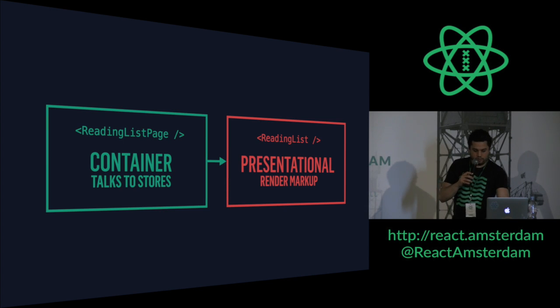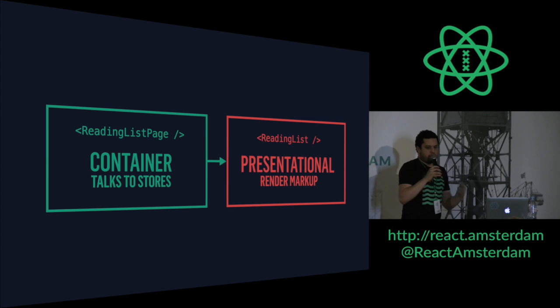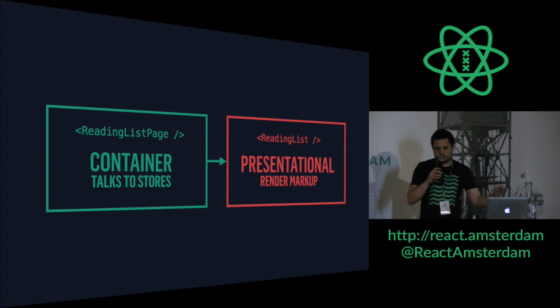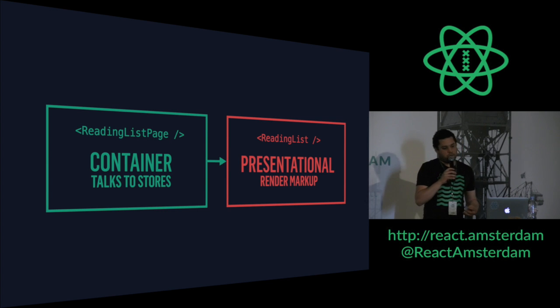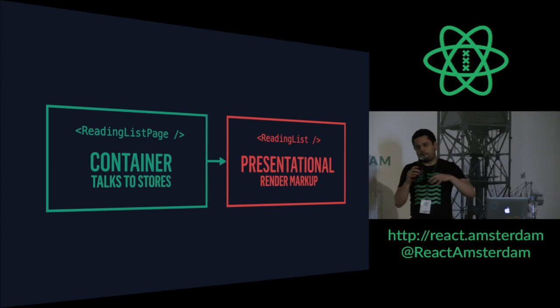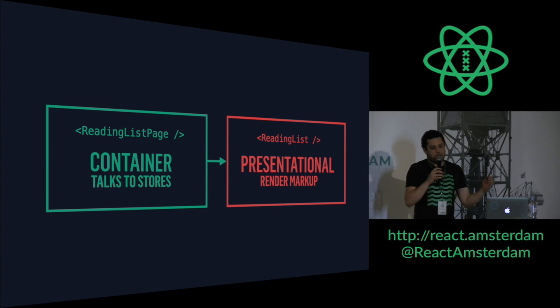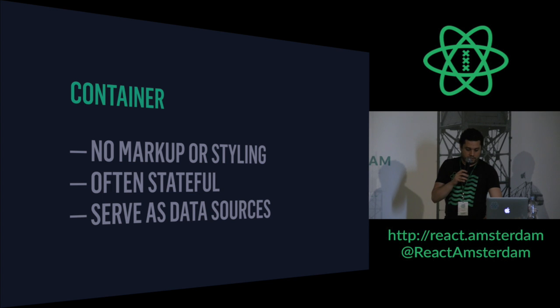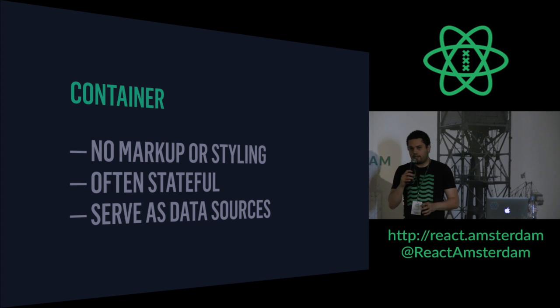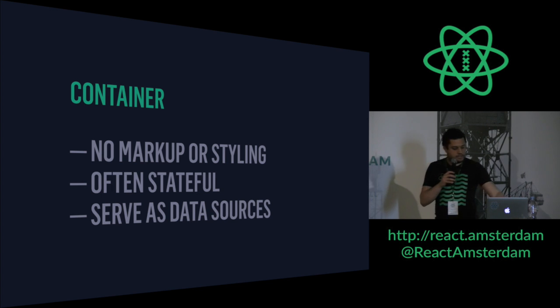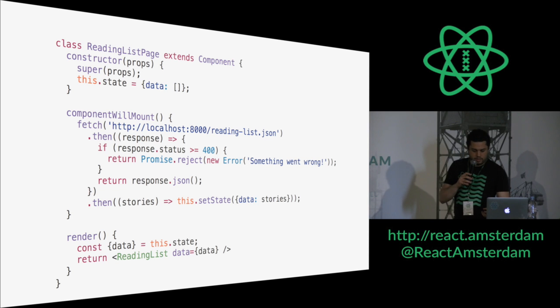There's a really good article from Dan about this on Medium. So basically, your container just talks to stores and keeps the data, and then passes it to the presentational. So I have my reading list page, which fetches the API, fetches the JSON, and then passes the JSON to my list. So the container, there is no markup or styling. They are often stateful, and they serve as data sources to the presentational components.